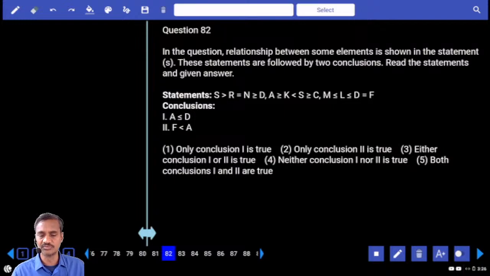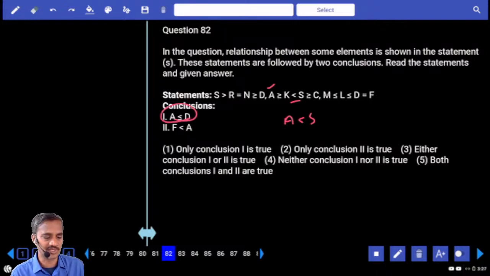Then in this 82, A and D. Now A is here and D is here. Which element is common between these two? Now between A and D, S, R and D. S is common. A less than S is there. We cannot have equal to.